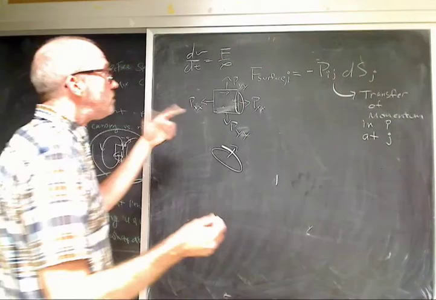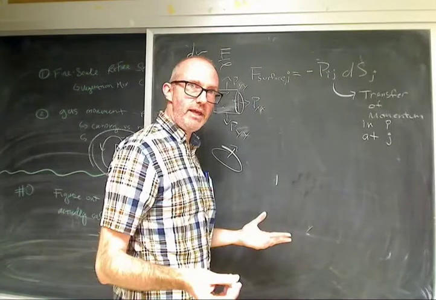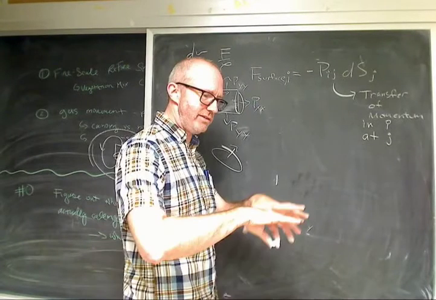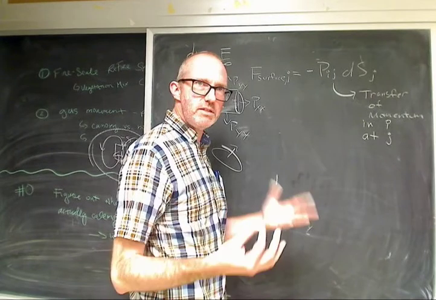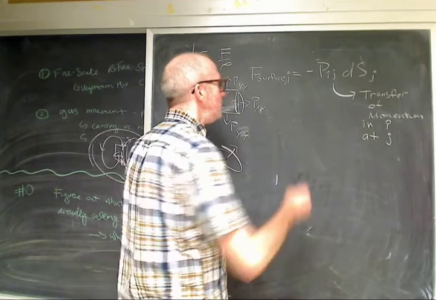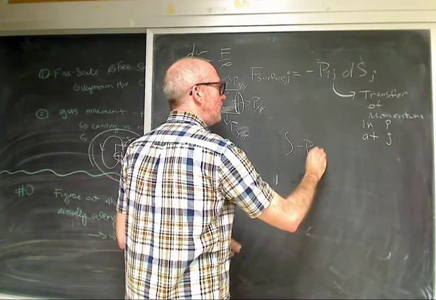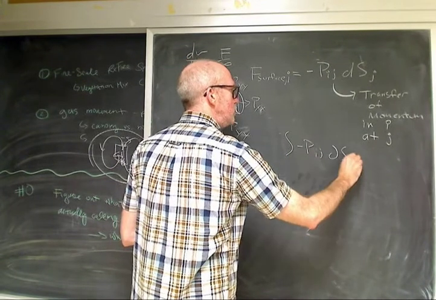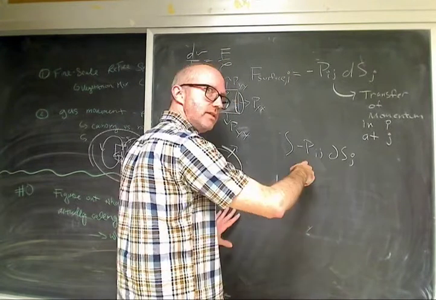So this is a surface integral, but I don't like surface integrals. They're a headache to deal with, because then you have to deal with a surface, and a surface is really complicated to parameterize. A volume is easier to deal with. It's just everything inside. So we turn this into a volume integral. I've got the integral of minus Pij dSj. This is a surface integral. How do I turn this into a volume integral?